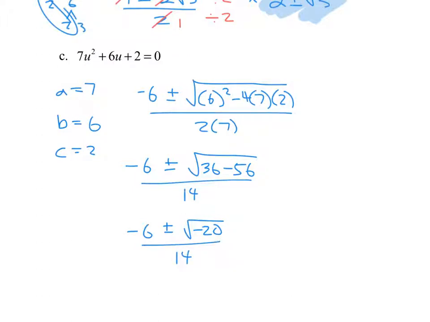Now we have a problem because a negative under a radical is not a real number. It's an imaginary number. So at this point, we're just going to say no real solutions when we get a negative under the radical. And that is solving quadratic equations using the quadratic formula.